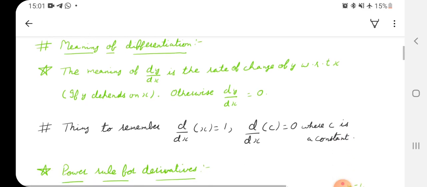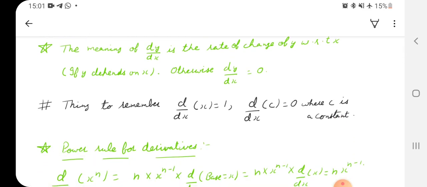Now, some things to remember: differentiation of x with respect to x is always 1. Differentiation of c with respect to x will be 0, where c is a constant. That means if a constant is differentiated with respect to x, it will be what? 0. Why will it be 0?